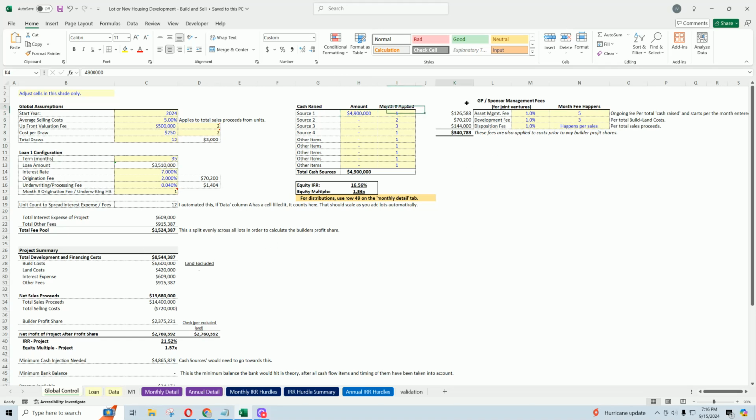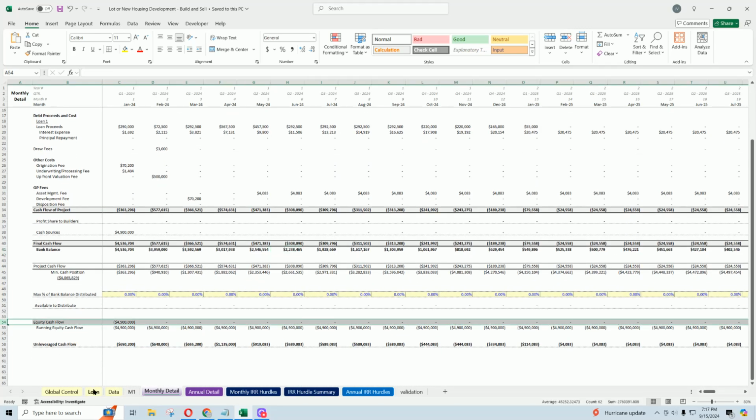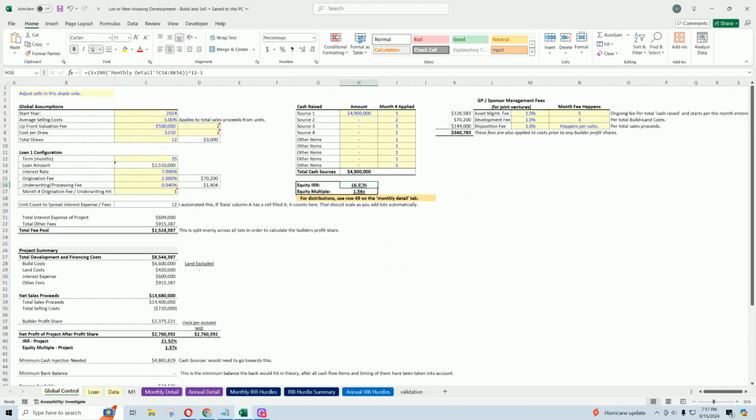Okay, and then over here, finally, well, we'll talk about this in a second. Let's stick to the main project. So we've got cash raise, we've got the equity IRR here. So this is just the cash in and out of equity, which is just this row here, 54. This is showing the IRR of that and the equity multiple of this equity.